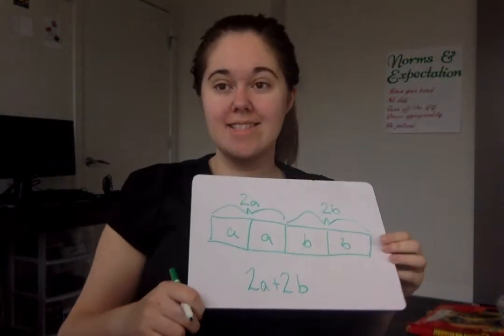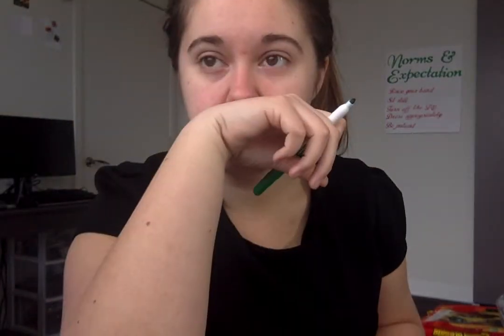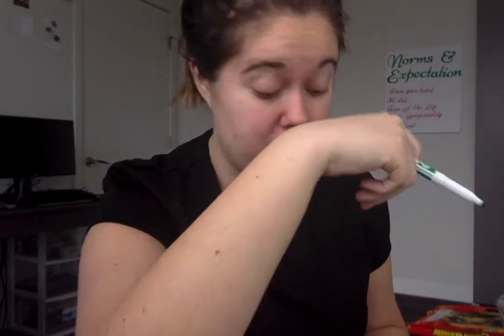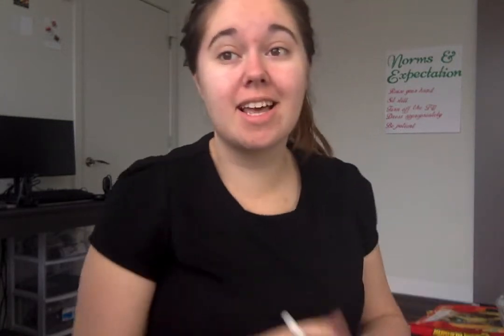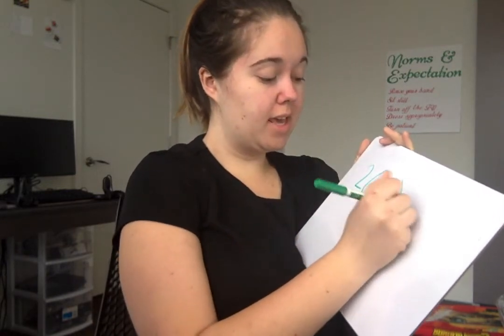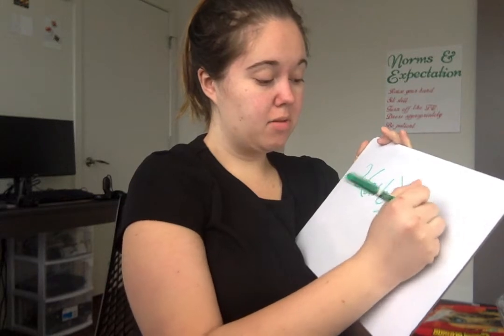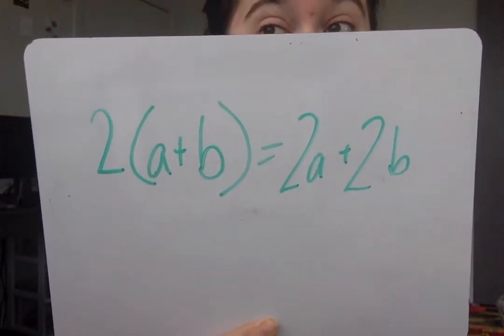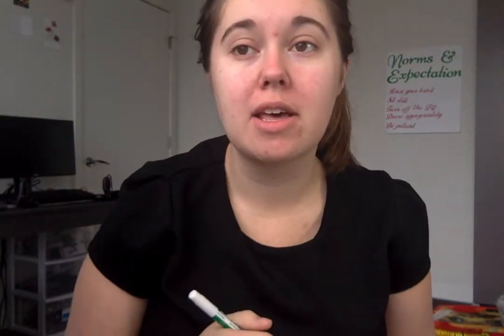Wait a second. This expression's written in expanded form. That's the expanded form. What we can conclude here, suddenly, is that 2(a plus b) equals 2a plus 2b. Wow. We just discovered something pretty cool with math.